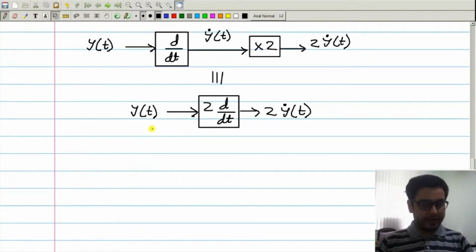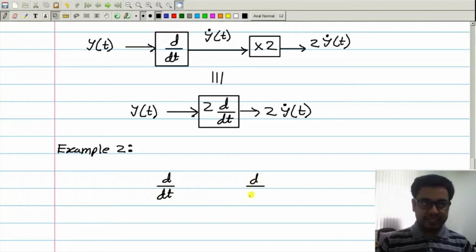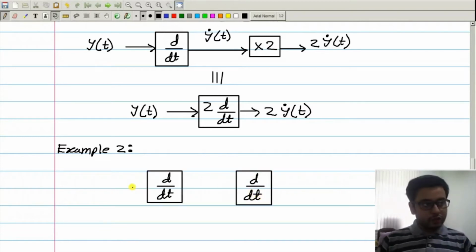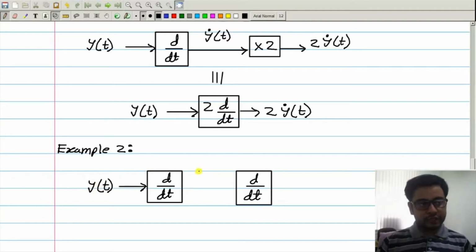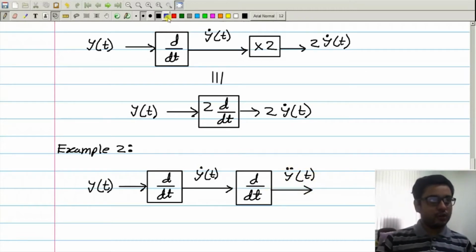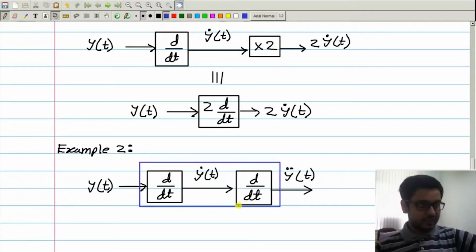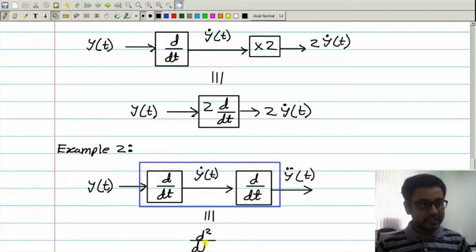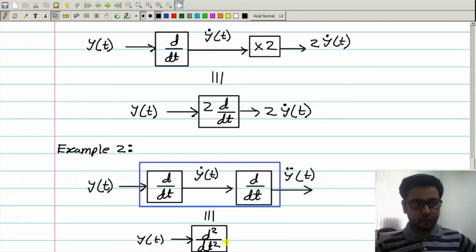Another example of combining operators could be like this. Take the time derivative operator and combine it with another time derivative operator such that we can start with a signal y(t). The first operator will act on y(t) to produce y dot t, and then the second operator will act on y dot t to produce y double dot t, or the second derivative. Now these 2 operators together can be written in a compact form like this: d2/dt2, that is the second derivative operator, which acts on a signal y to produce the second derivative y double dot.